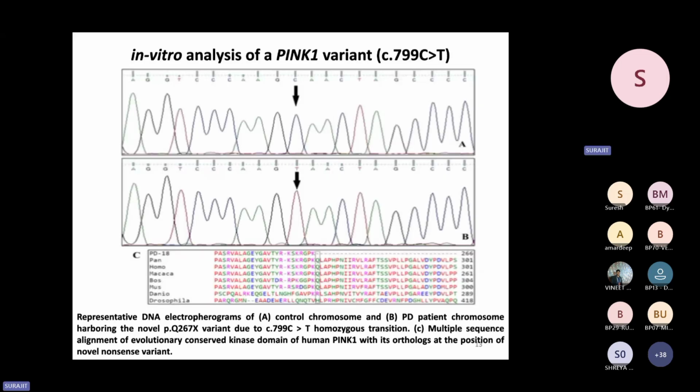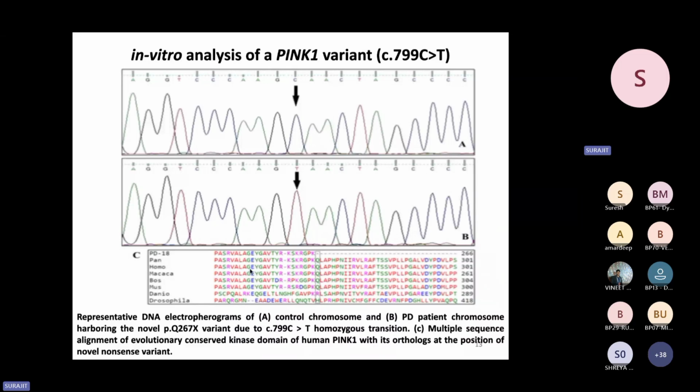So here in the result part, we can see the wild type sequence, and here is the mutant sequence, that is the patient sequence, and we find there is a C to T change in exon 4 of the PINK1 gene, where a cytosine is transferred to a thymine base.